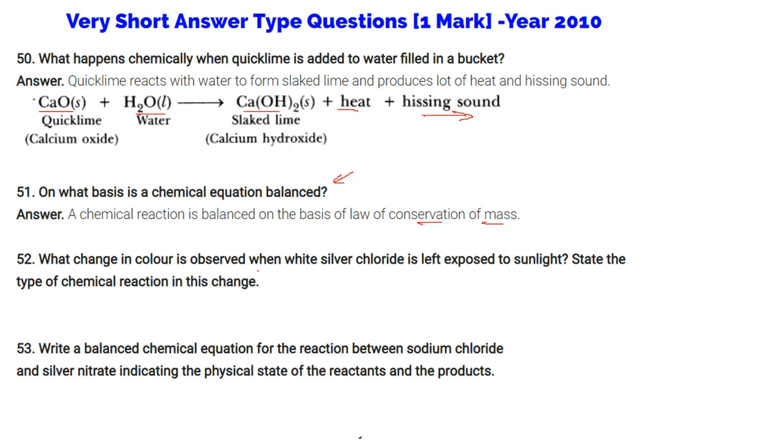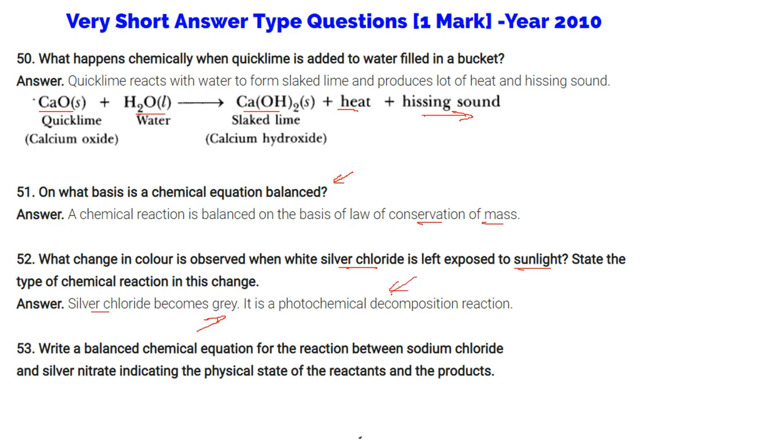What change in color is observed when white silver chloride is left exposed to sunlight? We have to state the type of chemical reaction in this change. So silver chloride becomes gray. It's a photochemical decomposition reaction. Photochemical because sunlight is involved, and because it is decomposing, it's a photochemical decomposition reaction.